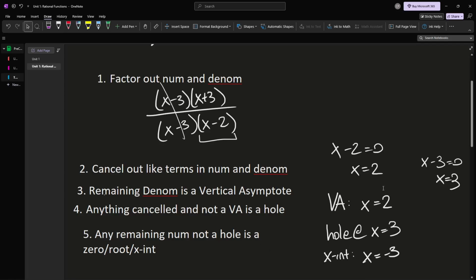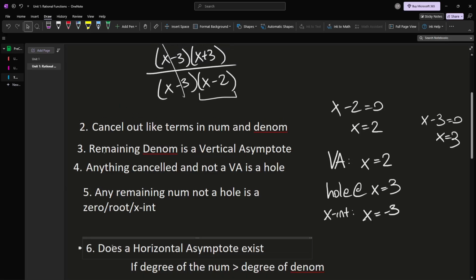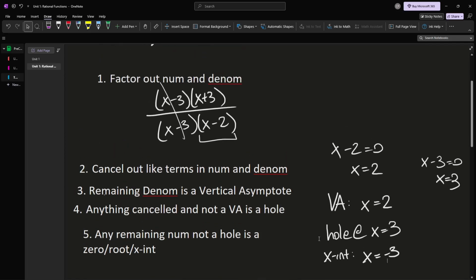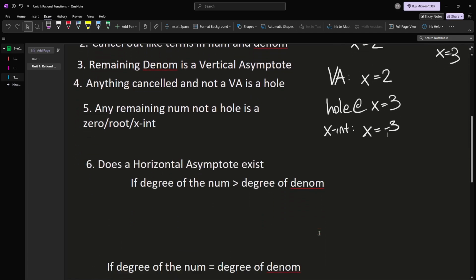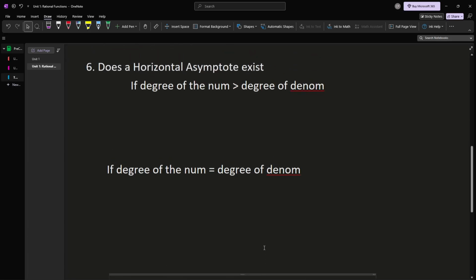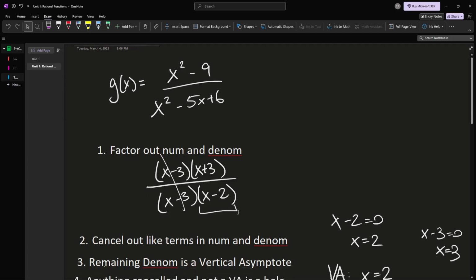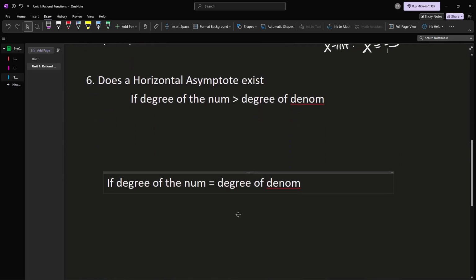Next up, we have horizontal asymptotes. Does a horizontal asymptote exist? There's three main conditions, three main scenarios. You look at the degree of the numerator and denominator, and you see, is the numerator greater than, equal to, or less than the denominator?